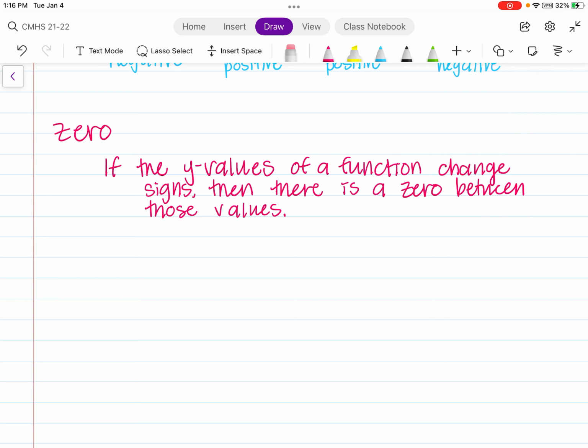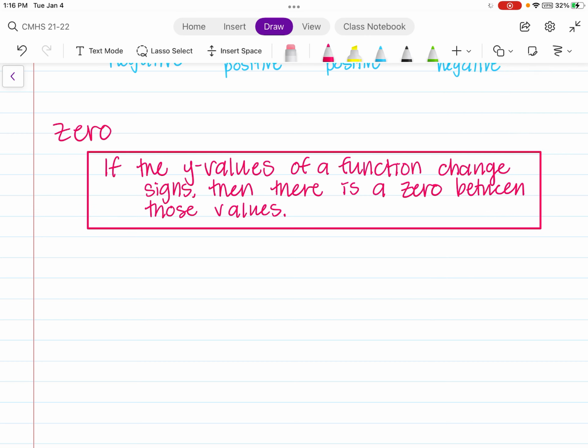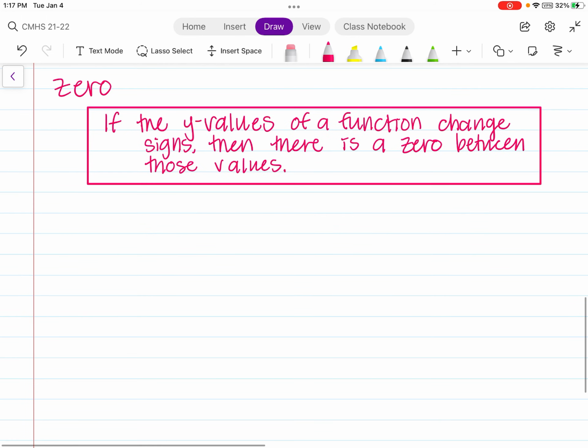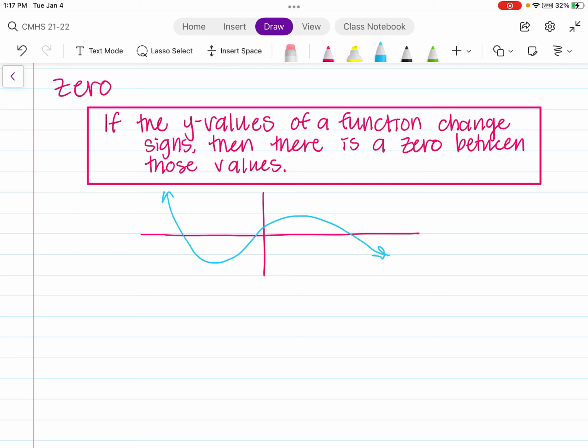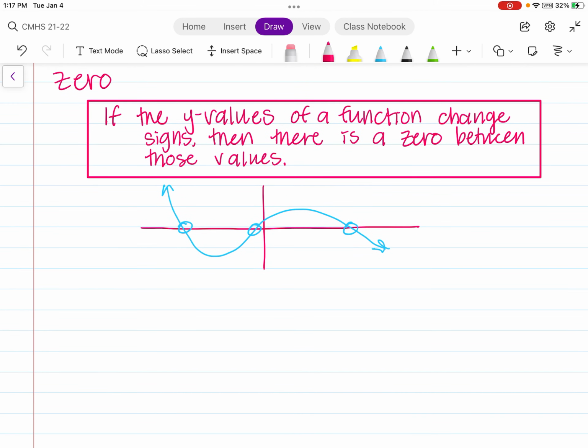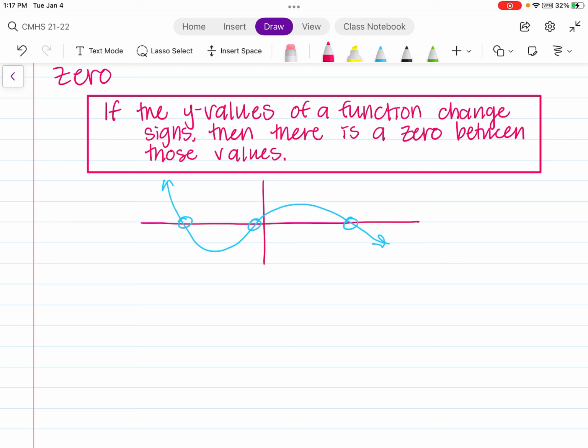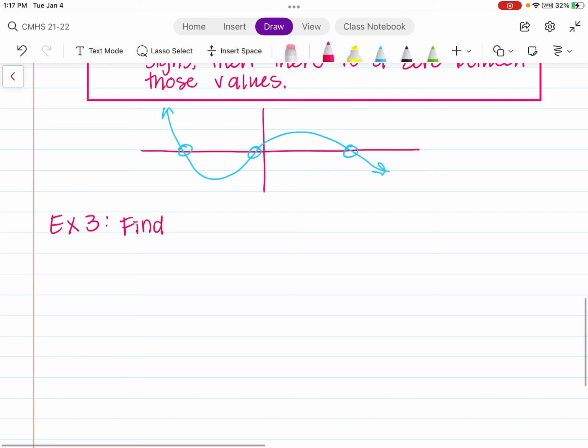So I'll show you what that means. Let me box this one in. It's really easy to tell on a graph where the zeros are. So, for example, if you just have something random like that, you can tell that there are 3 zeros. 1 here, 1 here, 1 here. But what if they don't give you a graph? What if they give you a chart? And that's what we're going to be doing. I'm going to give you a chart. So this is example 3. The directions are find the zeros.